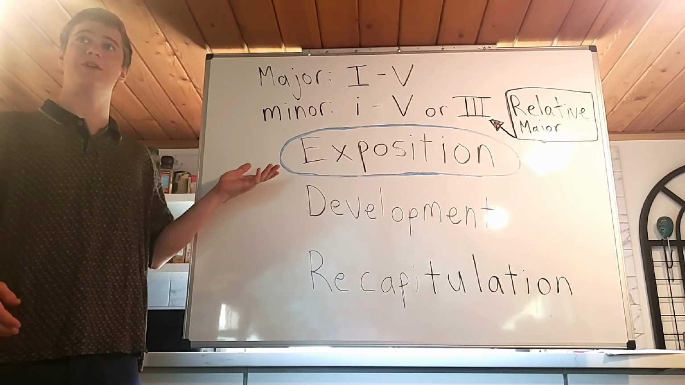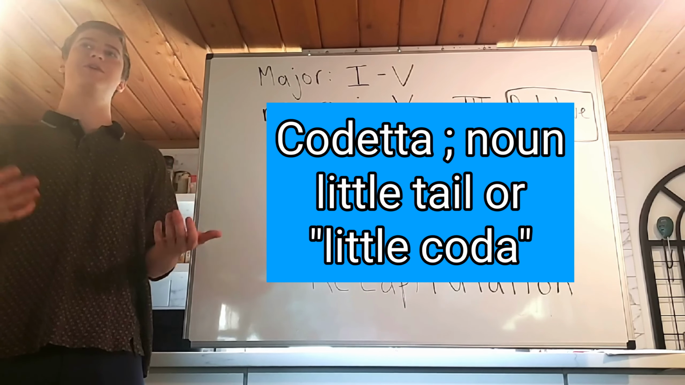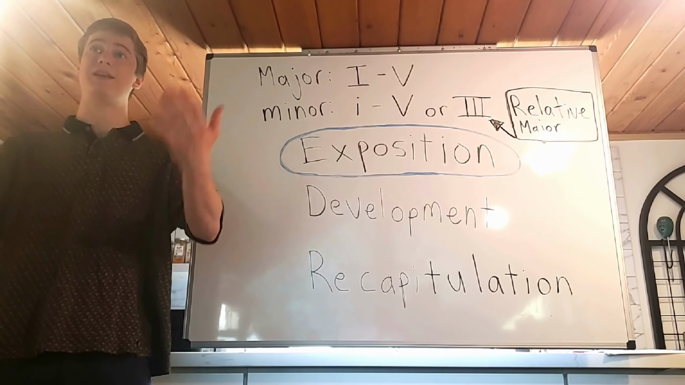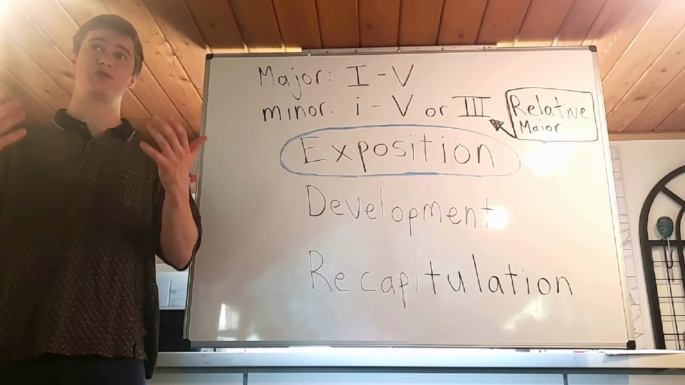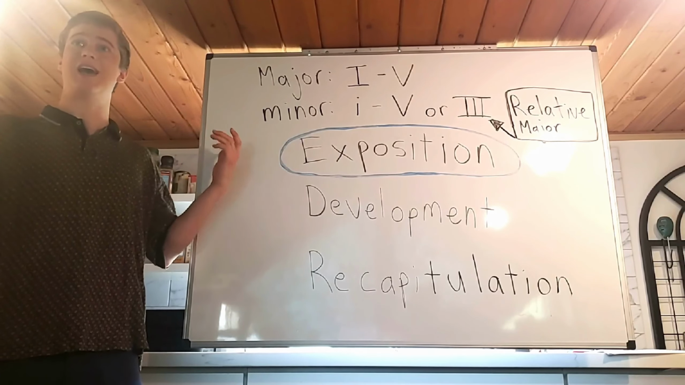The exposition often ends with a codetta. This literally means a little coda, as it is French for little tail. This brings a sense of finality without establishing it too strongly. We only want to end this section, not the entire movement.